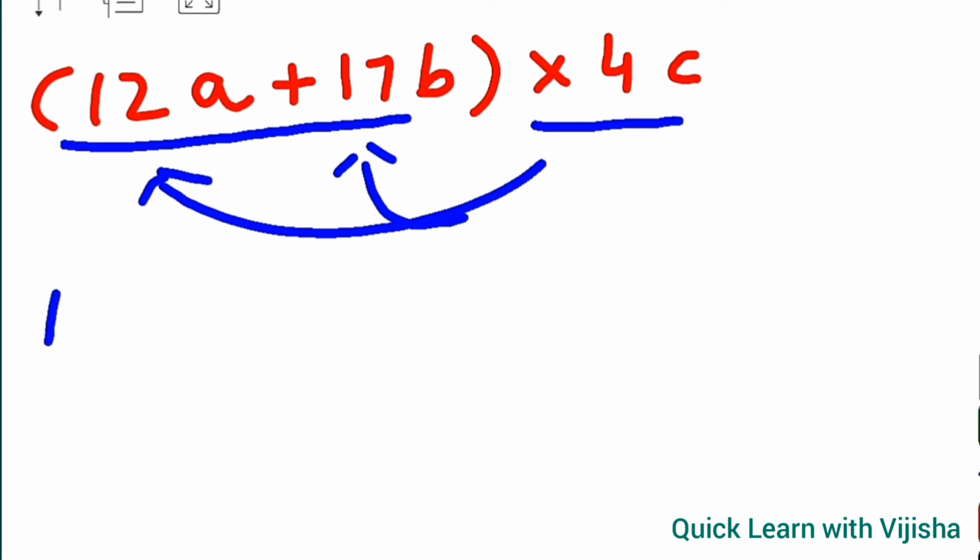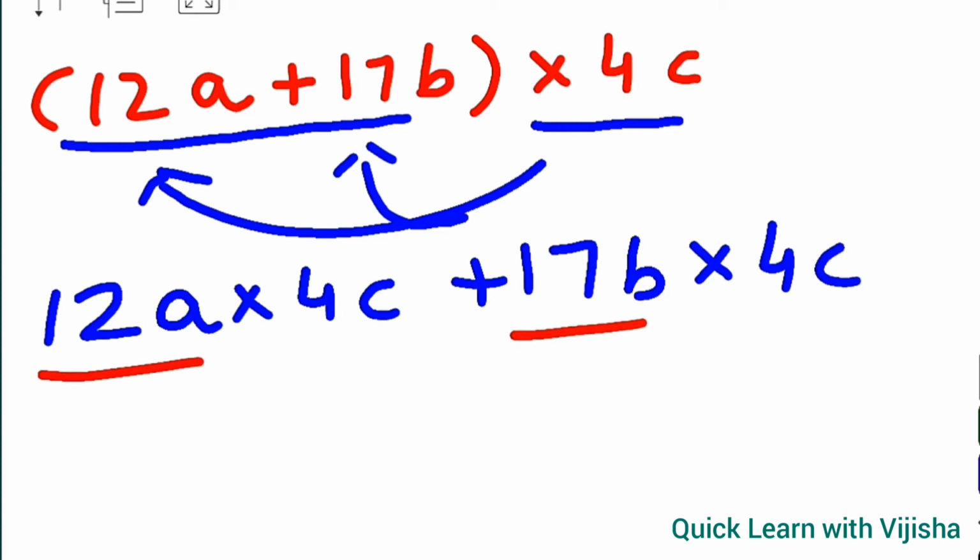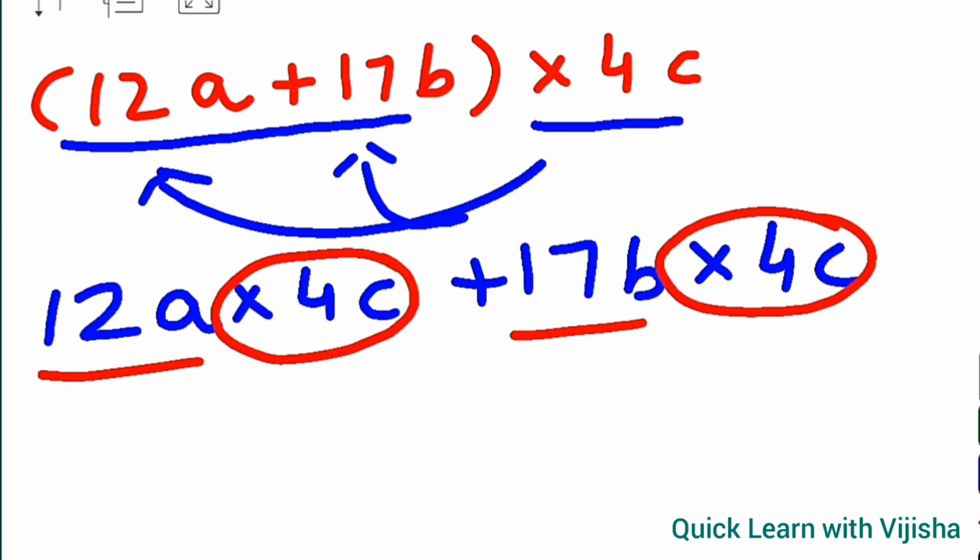Understanding children? So how we will be doing? 12a we will multiply 4c. Again for 17b we will multiplying 4c. What I have done? I have written 12a and 17b and I have multiplied this 4c to both the numbers. Understanding children? Because it is been inside the bracket. Now the normal multiplication comes. 12 into 4 are the numbers you have to take. It gives you the answer as 48.